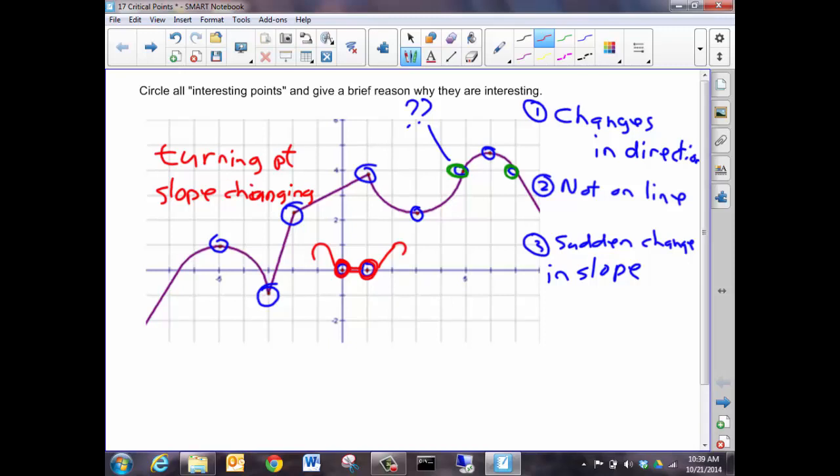Goes from positive to negative, and if it goes from positive to negative, what has to happen? It's going to be 0, okay? The slope changes. More accurately, the slope equals 0.